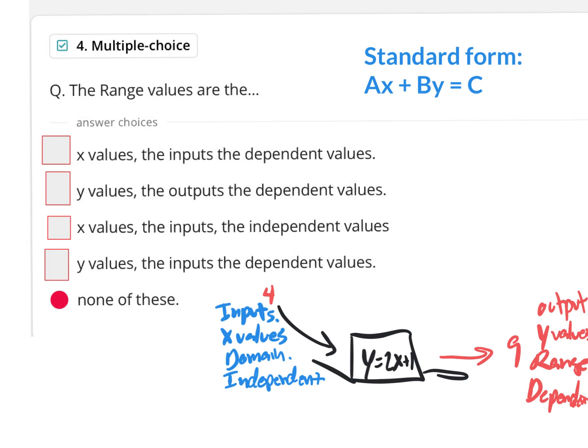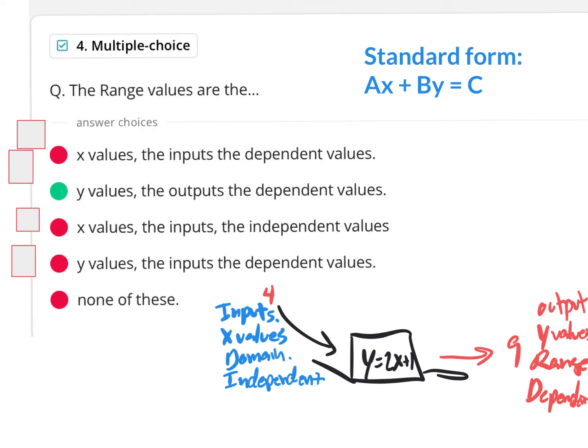Anyway, the bottom line is, I hope we understand that the range values are what? The range are your outputs, they're your y values, they're your dependent values. So they're not your x values, so you're not going to pick that one. What does it say? The y values, yes. The outputs, yes. The dependent values, yes. All of those are the outputs, the range, right? Obviously, it's not the x values. But why isn't it this last one? The y values, yes, that's true that the range are the y values. But the inputs, nope, the inputs are the ones that go in. Those are the x's, so that one can't be it. So this is the only one that's true: y values, the outputs, the dependent values. I hope this makes sense.